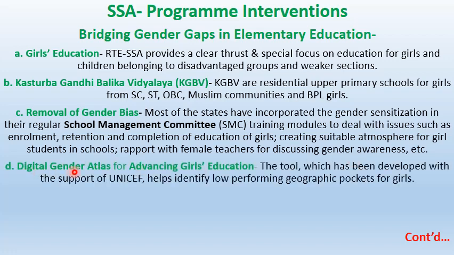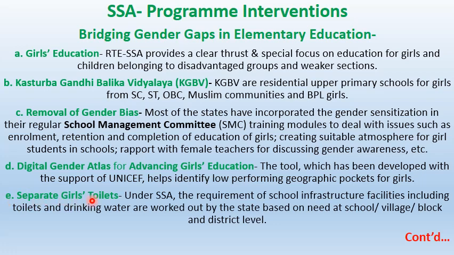D. Digital Gender Atlas for advancing girls' education, the tool which has been developed with the support of UNICEF, which is United Nations International Children's Emergency Fund, helps identify low-performing geographic pockets of girls. E. Separate girls' toilets. Under SSA, the requirement of school infrastructure facilities, including toilets and drinking water, are worked out by the state based on need at school, village, block, and district level.